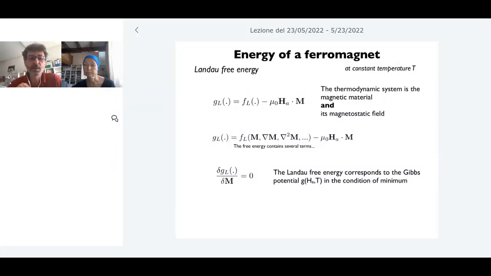So what are the formal mathematics, the physical and mathematical tools that we have at hand in this case? This goes under the name of Landau free energy. So the point is the following. In thermodynamics, potentials are global free energy minima. So we don't have to say too much about them.